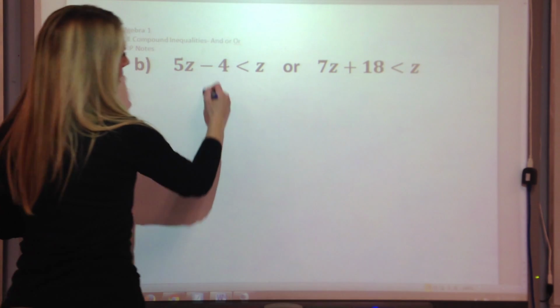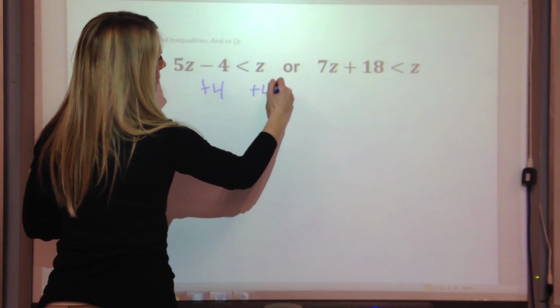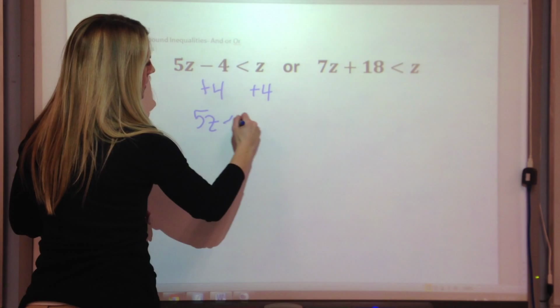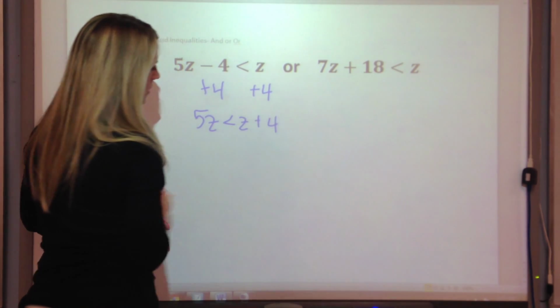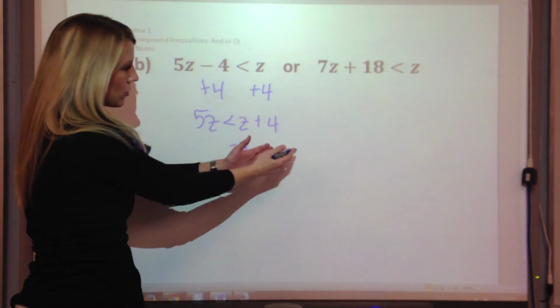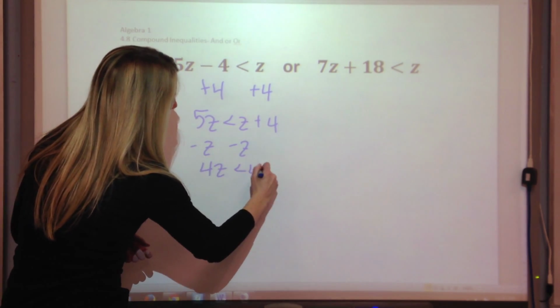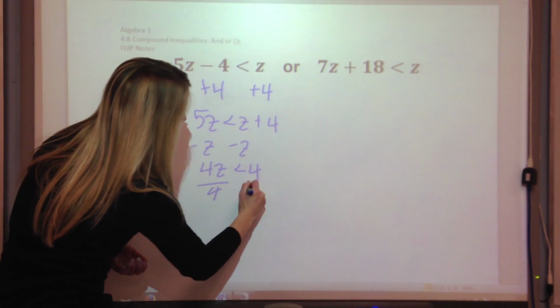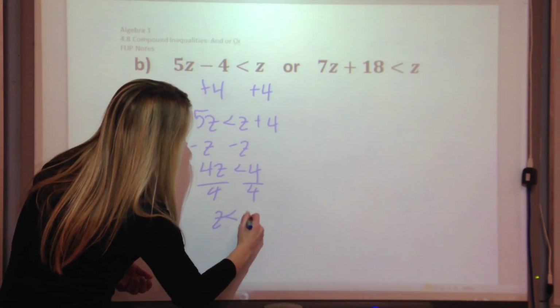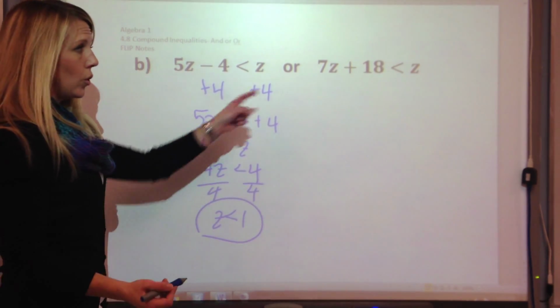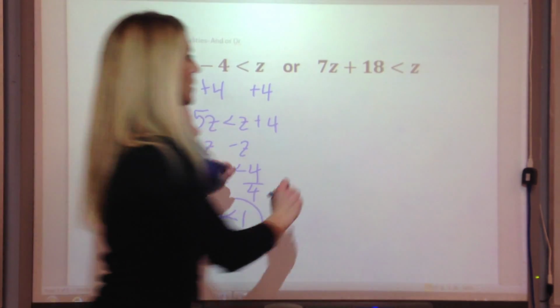Get the variable to one side, constant to the other. So I have 5z is less than z plus 4. Okay, so I've got the number on one side, so I want to move my variable to the other. So 4z is less than 4, divide by 4. Z is less than 1. So there's one solution. Or, let's see what else z could be.